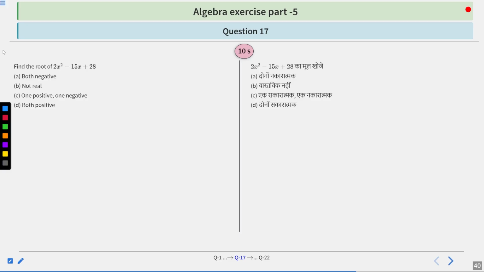Next, find the roots of 2x square minus 15x plus 28. And options are option A, both negative, option B, not real, option C, one positive, one negative, and option D, both positive. These are the options, and I'm giving you 10 seconds to find out the correct option. After that, I will do the solution for you.